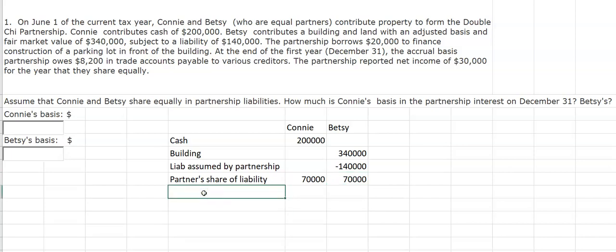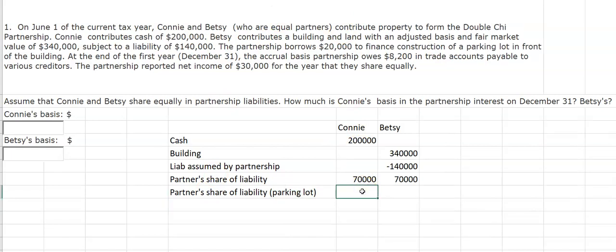All right, and then the partnership borrows $20,000 to finance construction of a parking lot in the front of the building. That's just another liability, and just to label it so that we know, we'll call it the parking lot. They're going to get half of that, so their basis will go up by $10,000.